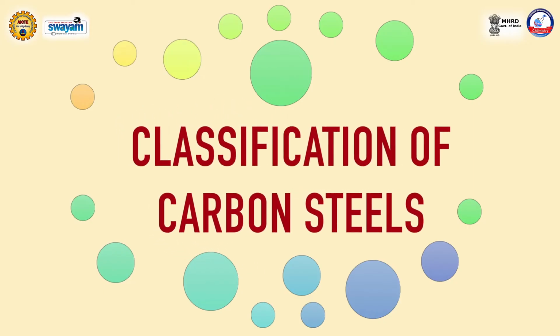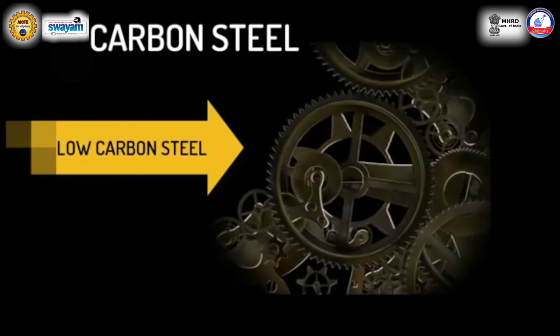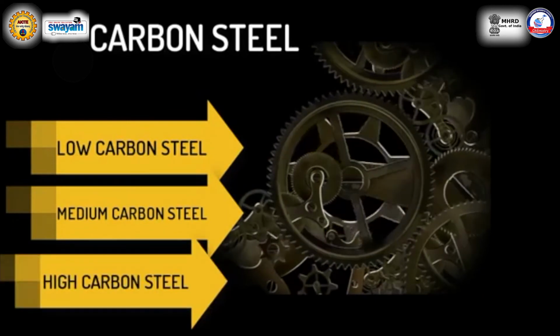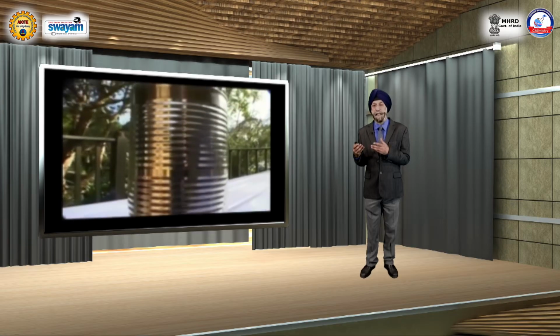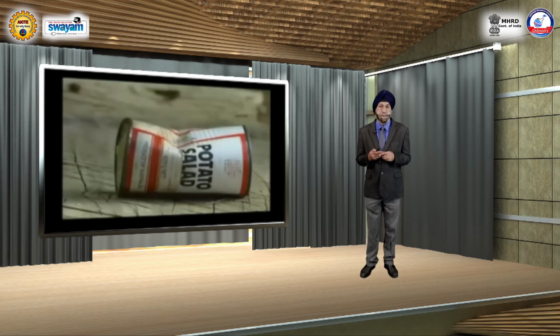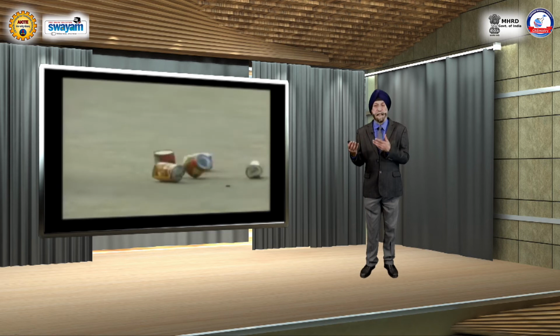We now take up the classification of plain carbon steels. There are three main types of plain carbon steels. First, low carbon steel. The amount of carbon in this type is in the range of 0.1 to 0.3%. It is used for making kitchen appliances and cans.